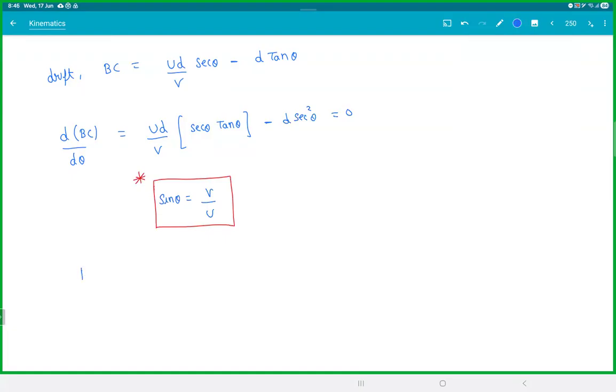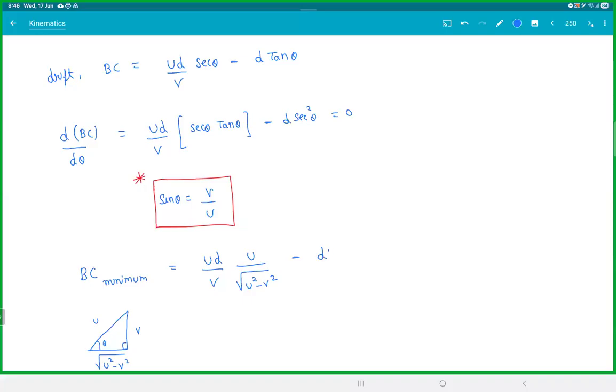Then how to find BC minimum? Take this and substitute back again. BC minimum, you have to substitute here UD by V. Secant theta, how much is that? So we can make a triangle there. This is theta, sine theta is V by U, and the third side is root over U square minus V square. So sec theta will be what? U by hypotenuse by adjacent side. So root over U square minus V square.